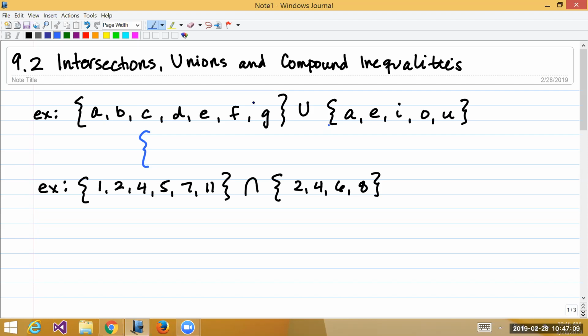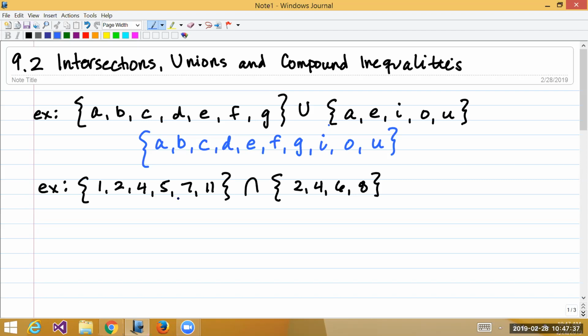So I can go ahead and write all of these. Order doesn't really matter here, so you don't have to worry about order. So we have A, B, C, D, E, F, G. Now the A we already got, and we already had an E as well. We don't have an I, an O, or a U. So this is the union of these two sets.